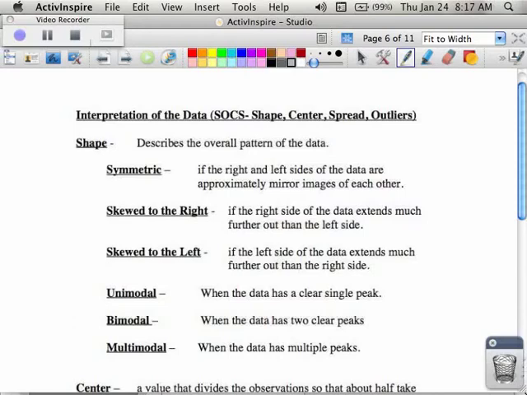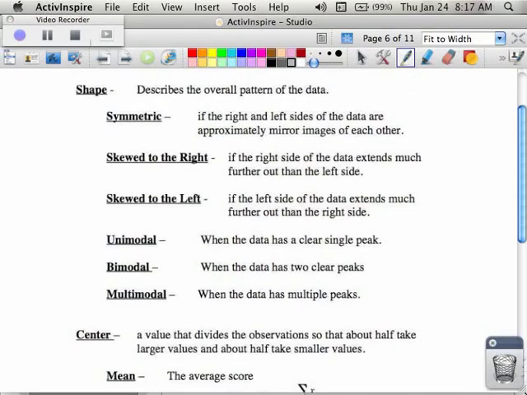So when you're talking about the shape of a graph, you want to know about the overall pattern. Is it symmetric? So the left and the right sides are about mirror images of each other. Could it be skewed to the right? Skewed to the right means it extends much further. If I were drawing pictures of these things, a symmetric distribution would look something like this. A skewed right graph would look something like this, where the tail goes out to the right. Skewed left means that the tail goes to the left and the hump is to the right.